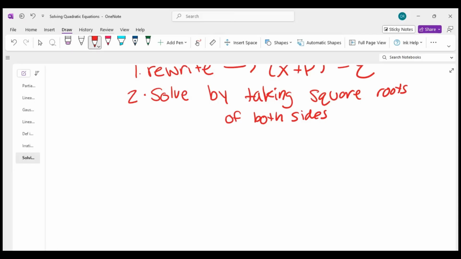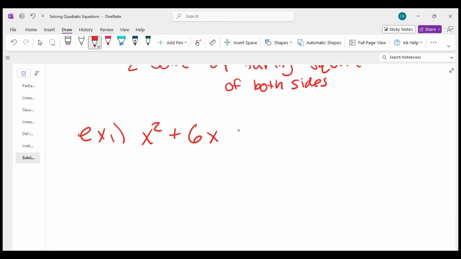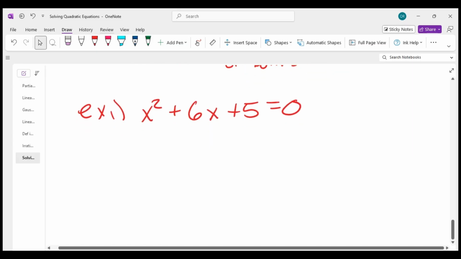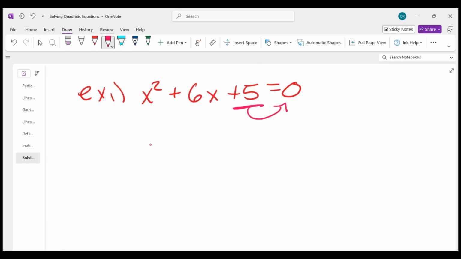All right, so let's do an example. So, for example, if we have x squared plus 6x plus 5 equals 0, technically we could solve this through factoring and it would be a lot simpler, but for the sake of completing the square, we're just going to be doing that. So our first step is going to be moving the constant over to the other side. So then you would get x squared plus 6x equals negative 5.